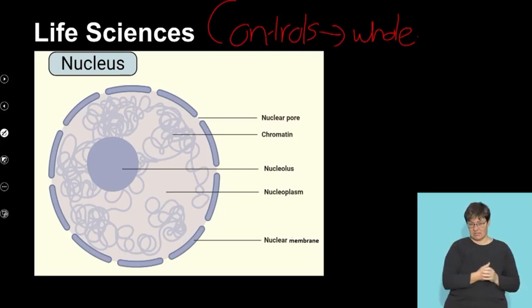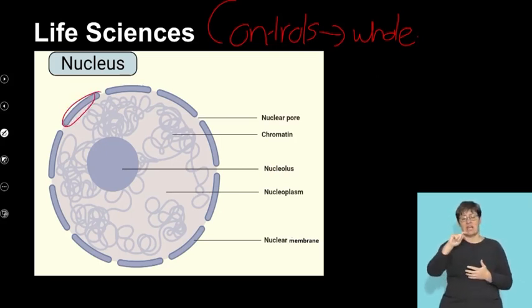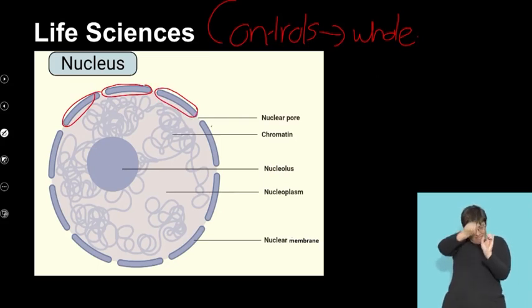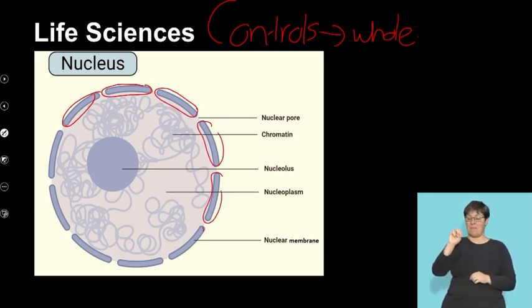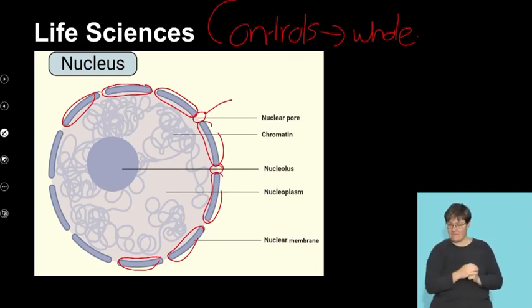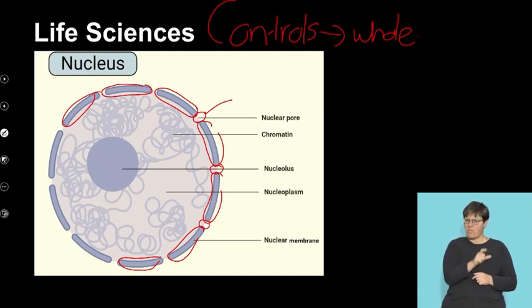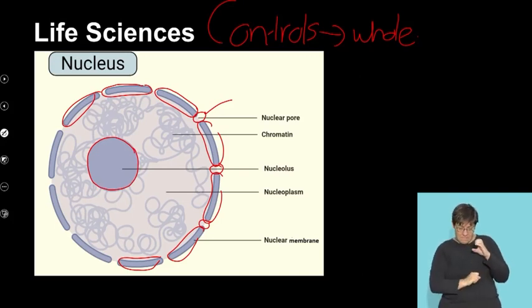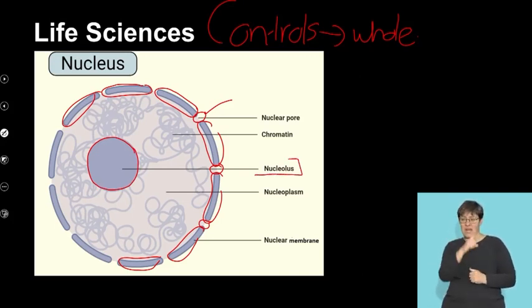If I was to look at the structure, first of all, it's separated from the cytoplasm by its own nuclear membrane. Now, if you have a look, you will see that the nuclear membrane is not solid. It has these little pores in, and I'm going to explain why we need the holes there. Usually in the center, we've got a very dark staining body. When we look at the cells, it's what we see most often. Don't get confused with the words. It's called the nucleolus, which is different to the nucleus.